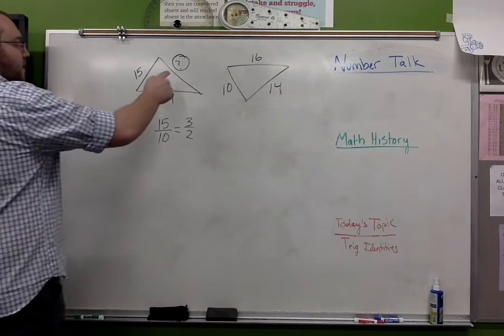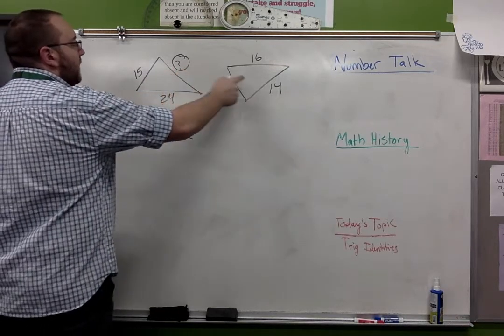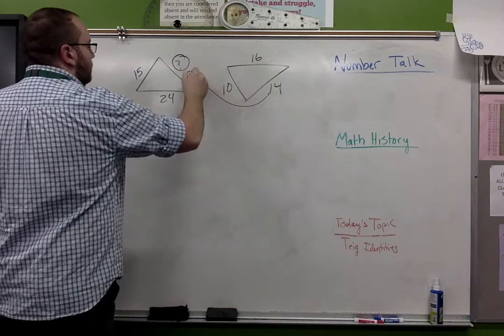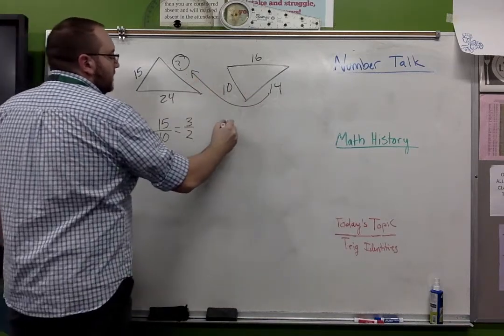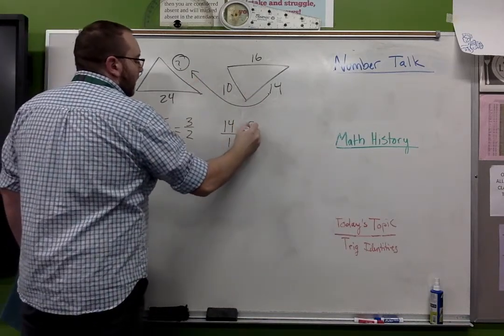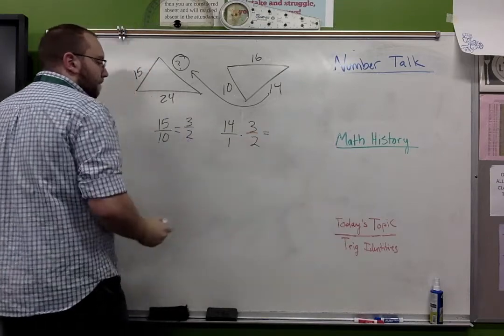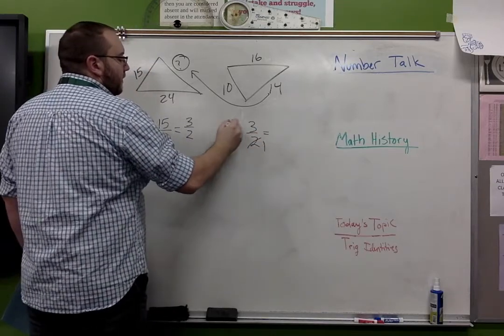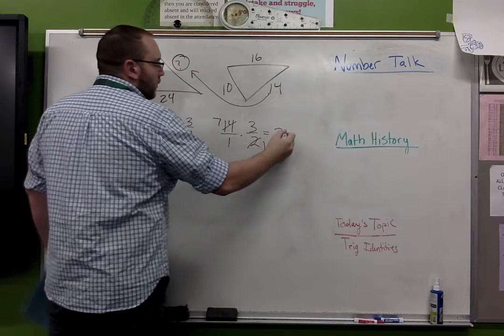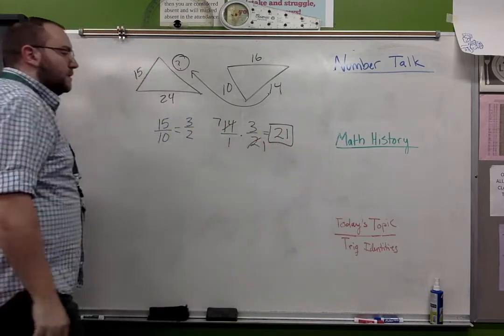Now this side right here corresponds with 14. So I'm going to take 14, multiply by my scale factor, divide by 2 here, divide by 2 here. 7 times 3 is 21. There's your answer.